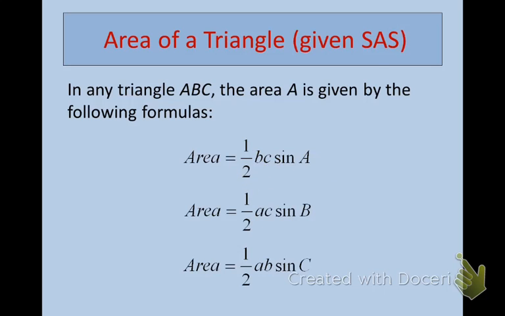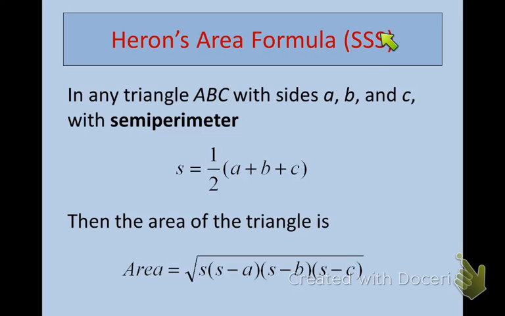The other formula is for a side-side-side combination. For this one, you have to do kind of a mid-step. You have to find the semi-perimeter. The semi-perimeter is exactly what it sounds like. It's half of the perimeter. So add up all the sides, take half of it.